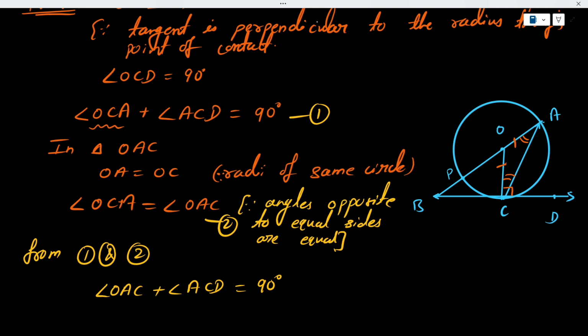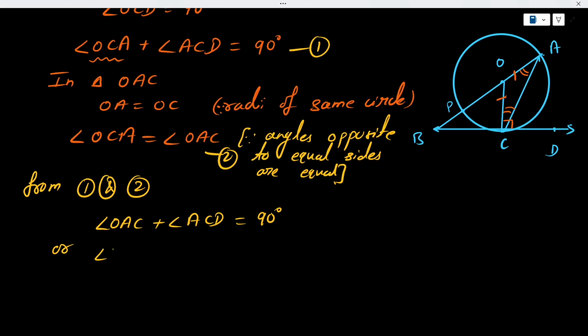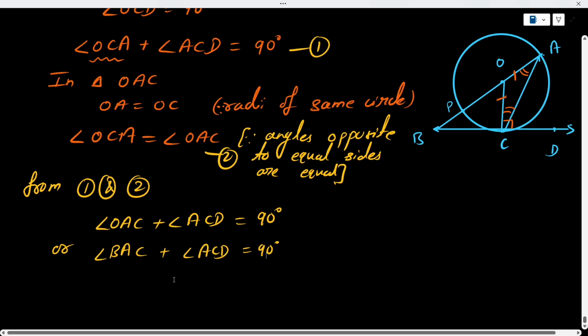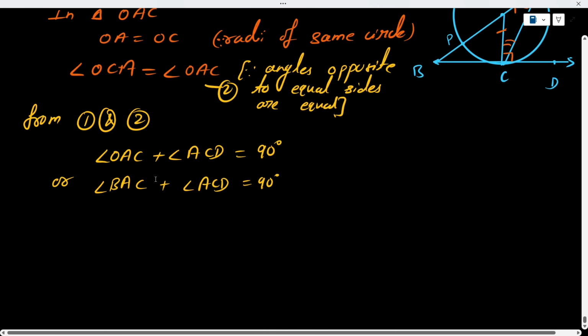Now if you see, angle OAC can be written as BAC also, because the angle rotation is the same, only the vertex, because the AO extension is still B, so that is why it represents the same angle. So you can write angle BAC plus angle ACD is equal to 90 degree. This one was only required to prove, so we reached our result, we can write hence proved, right?